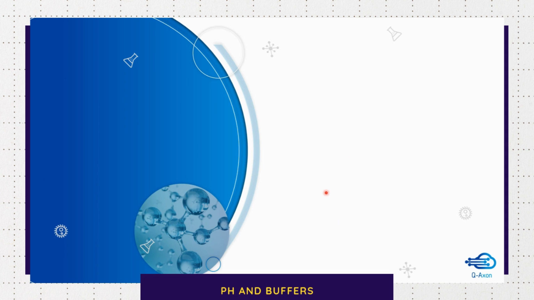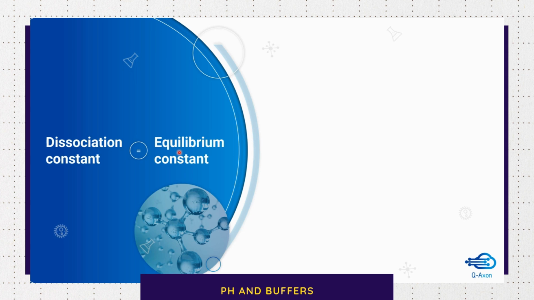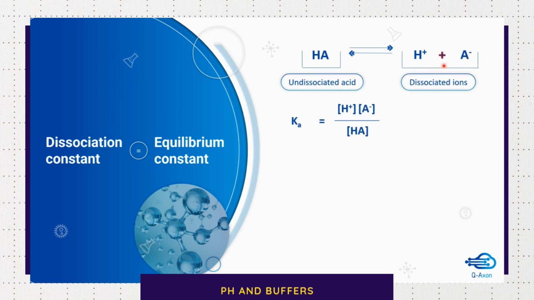Now this characteristic of the buffer is determined by what is known as the dissociation constant or equilibrium constant. To understand this, let's take an example of a buffer. So this is the undissociated form of the buffer, which partly dissociates into its ions, that is the hydrogen ions and its conjugate base. Now the dissociation constant is defined as the concentration of the dissociated ions divided by the concentration of the undissociated acid. So this Ka is the dissociation constant, and this is the symbol by which we represent it.